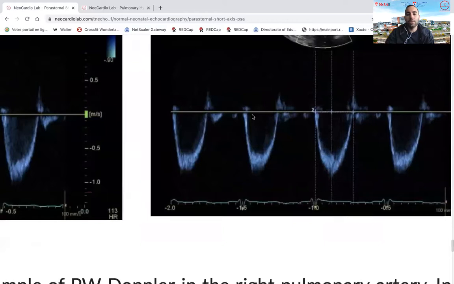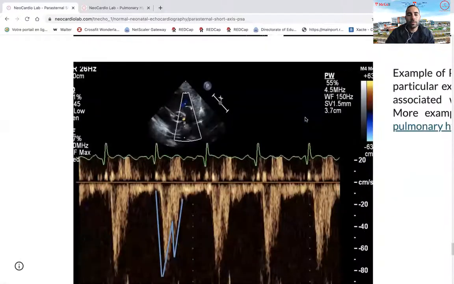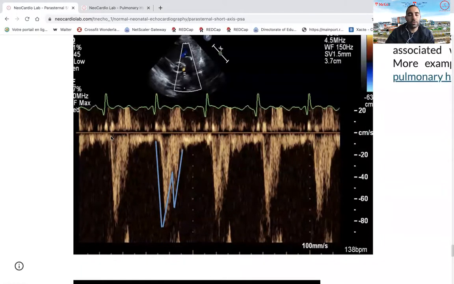So this is an example of a patient who has a very nice parabolic smooth Doppler profile. And this is a patient where you can see that the acceleration phase is very tiny.